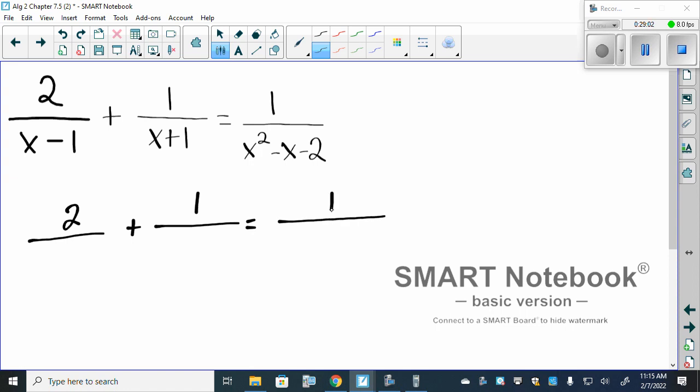Now looking at this here, well, the x minus 1 and x plus 1 won't simplify any further than what they are, because they are already in a factored form. But we will need to factor the x squared minus x minus 2. Since the 2 is negative, our signs are going to be opposite. One's going to be positive, one's going to be negative.